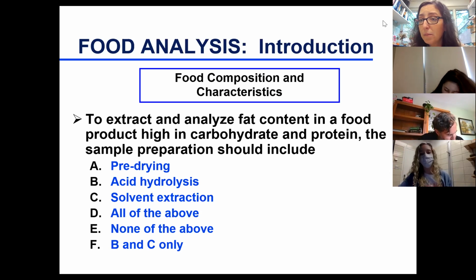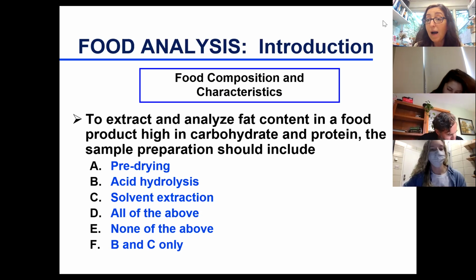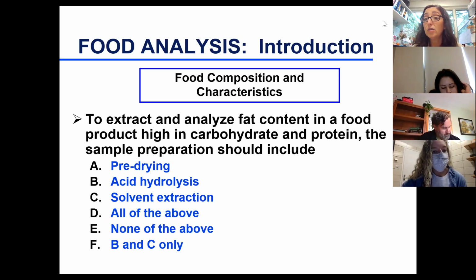I didn't say anything about the moisture content in this question, but if you have a high moisture content food and you want to use a semi-continuous extraction method like Soxhlet, which you will learn about later on, the water interferes with the solvent reaching the fat. So you want to pre-dry your sample if it's high in moisture, above 10%, I believe. If the moisture content is higher than 10%, you want to pre-dry your sample for that particular method.